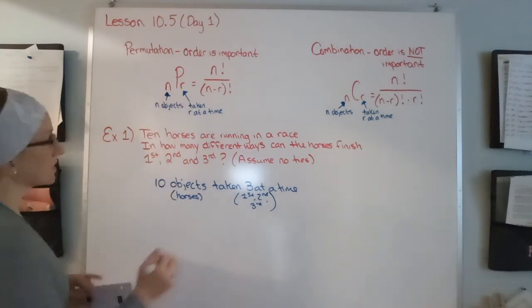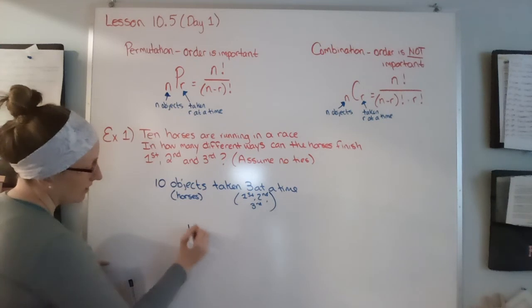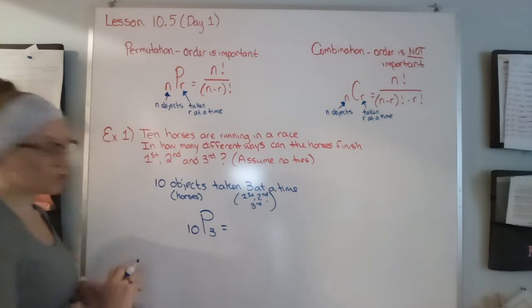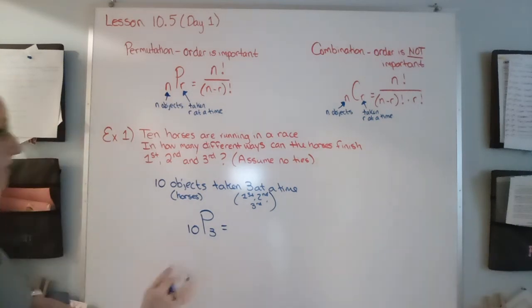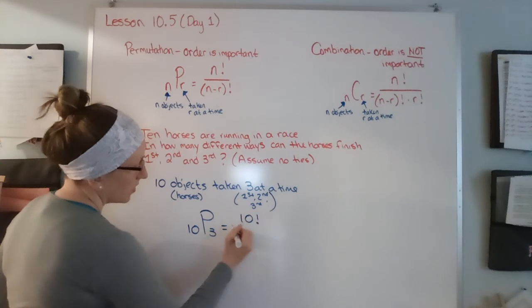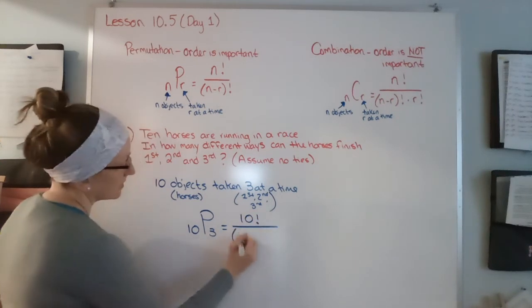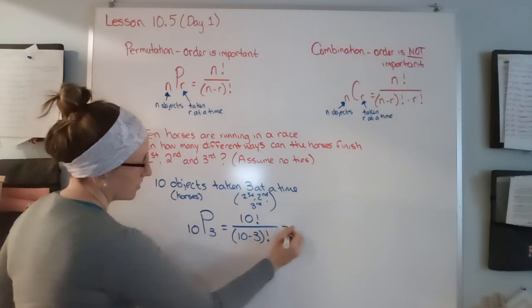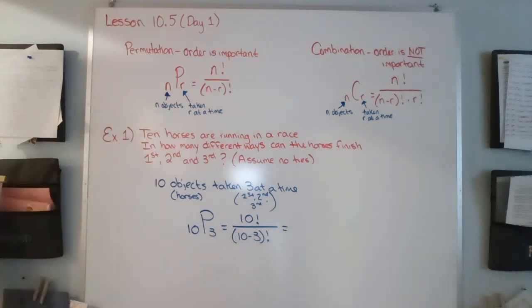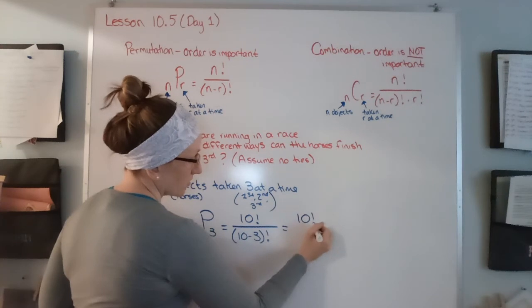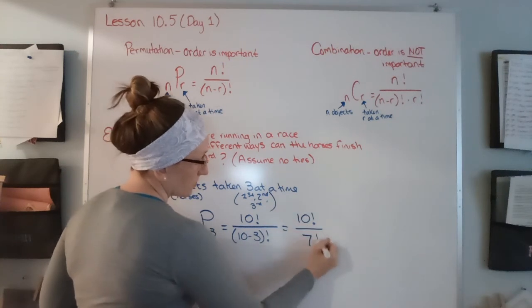So for this problem, it's going to be 10P3. I'm going to show you how to algebraically longhand write it out. So it's 10 factorial over 10 minus 3 factorial. We're going to simplify inside the parentheses first. So 10 minus 3 will give you 7 factorial. So now I have 10 factorial over 7 factorial.